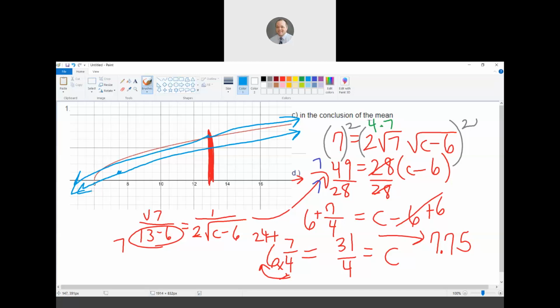And it's a really rough, horrible sketch. But 7.75 is what will make the tangent line and the secant line parallel and have the same slope. So that's what the mean value theorem actually means.